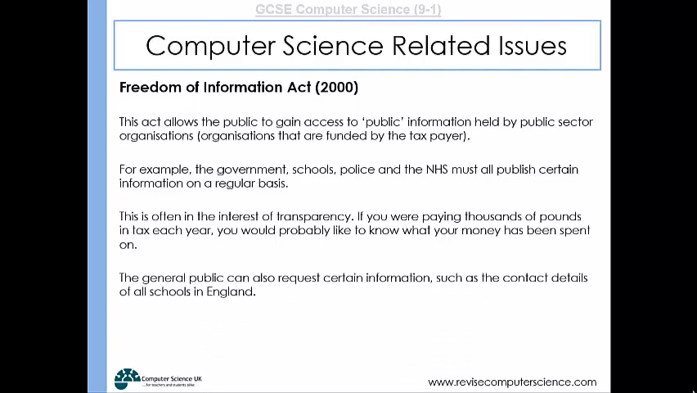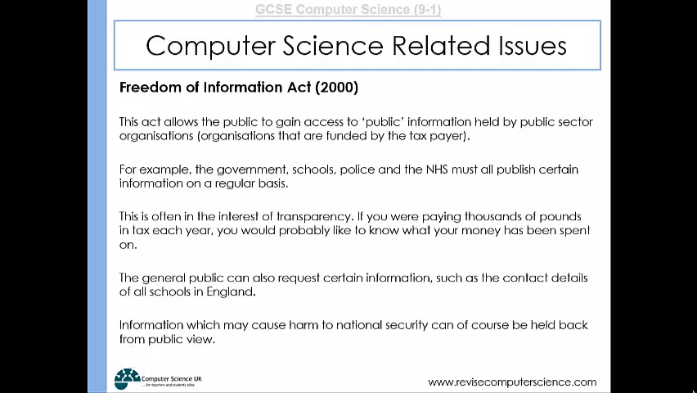So the general public can also request certain information, such as the contact details of all schools in England, for example. Information which may cause harm to national security can, of course, be held back from the public view.